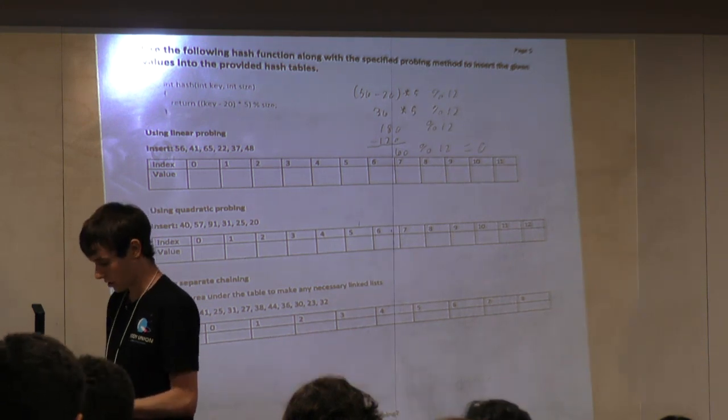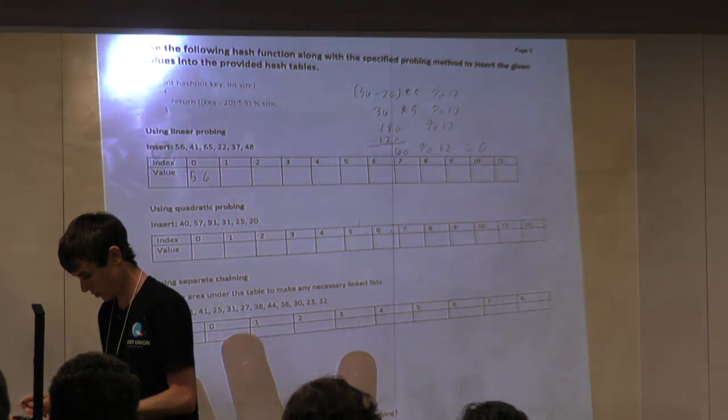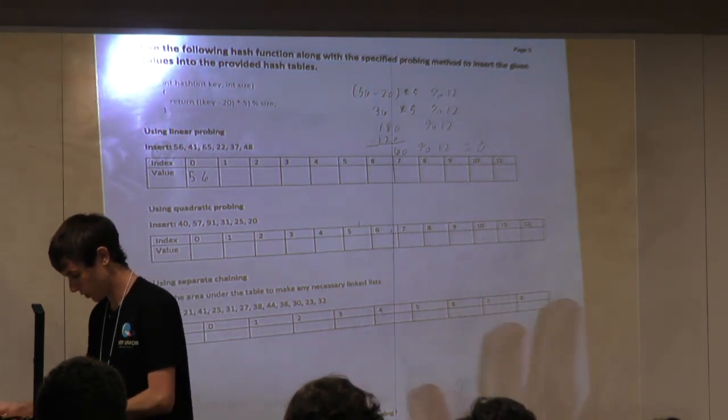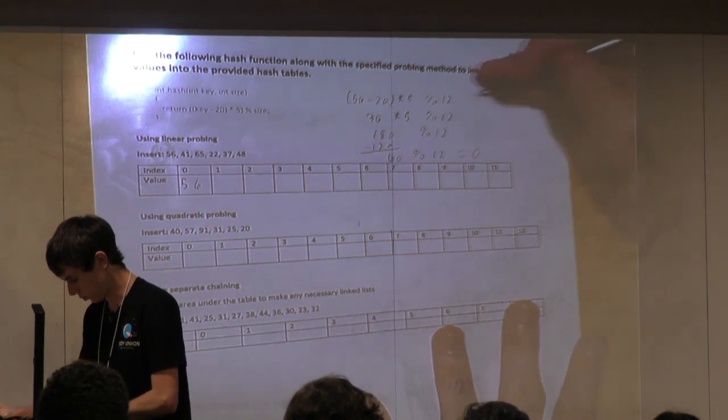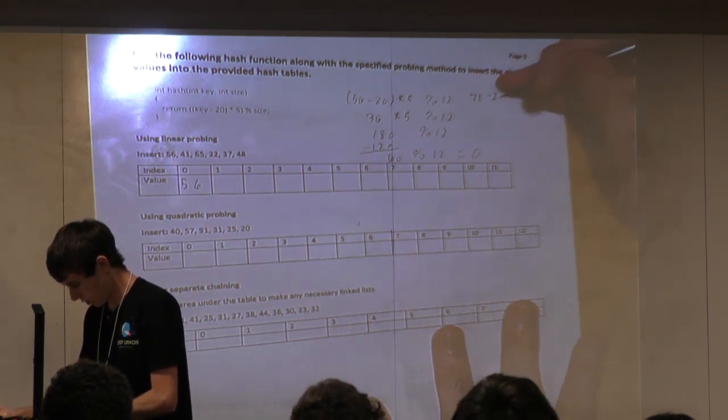So we're going to insert this at position 0. We'll go in here and put 56 at position 0. And then I'll try to speed this up a little bit. When we do 41, I'll do like one or two more, I think. 41 minus 20.